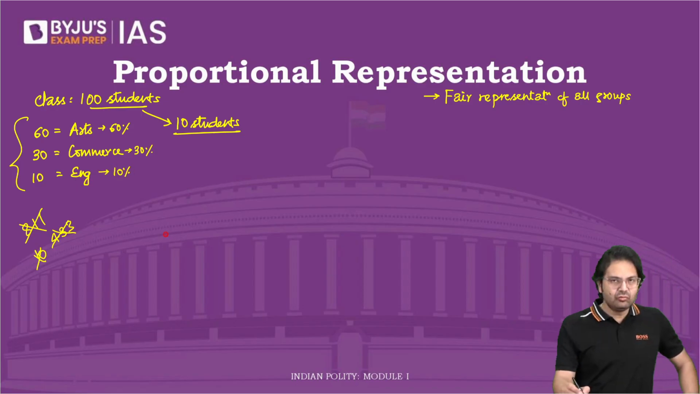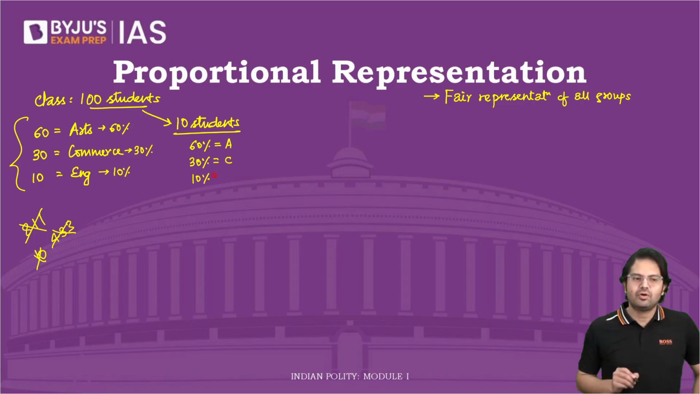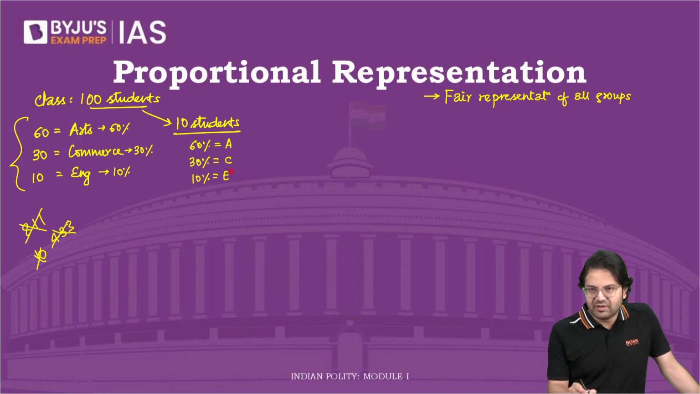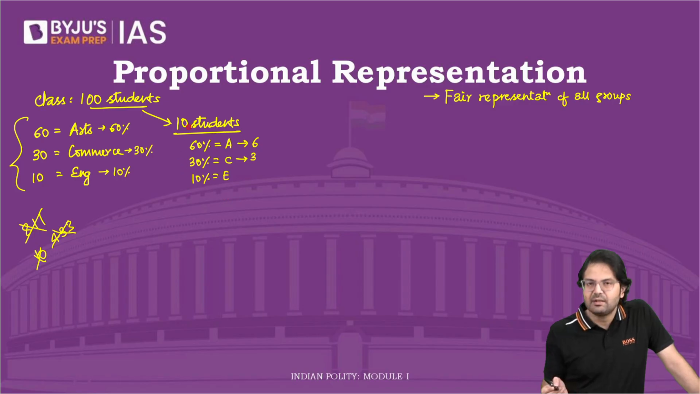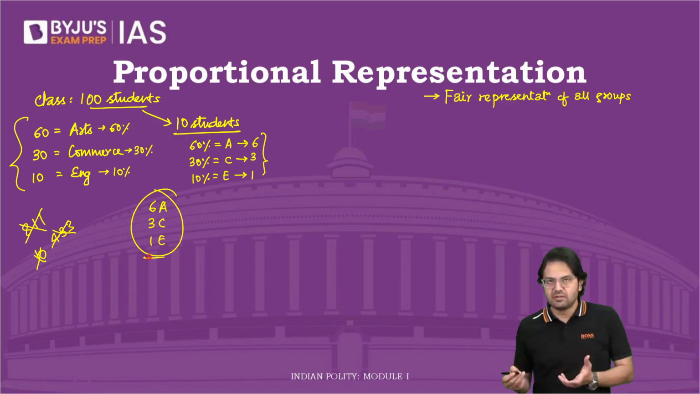So if you choose 10 students, 60% should be arts background, 30% should be from the commerce background, and 10% should be from the engineering background. This would mean 60% of 10 is how much? 6. 30% of 10 is how much? 3. 10% of 10 is how much? 1. So if we choose 6 art students, 3 commerce students, and 1 engineer, we can say that this is proportional representation.